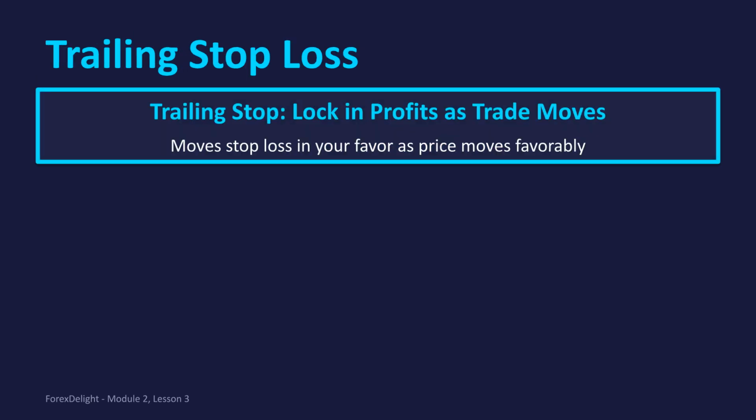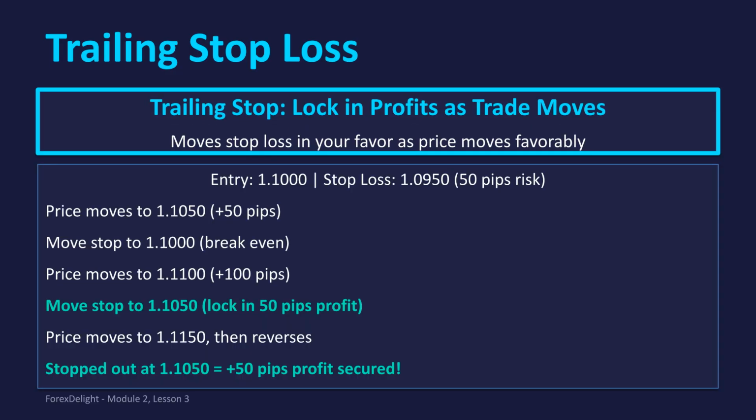A trailing stop loss is a powerful tool to lock in profits as your trade moves favorably. It automatically moves your stop loss closer to the current market price. For example, if your entry is 1.1000 with a 50 pip stop and the price moves 100 pips in your favor to 1.1100, you can move your stop to 1.1050, securing a minimum 50 pip profit even if the price reverses.